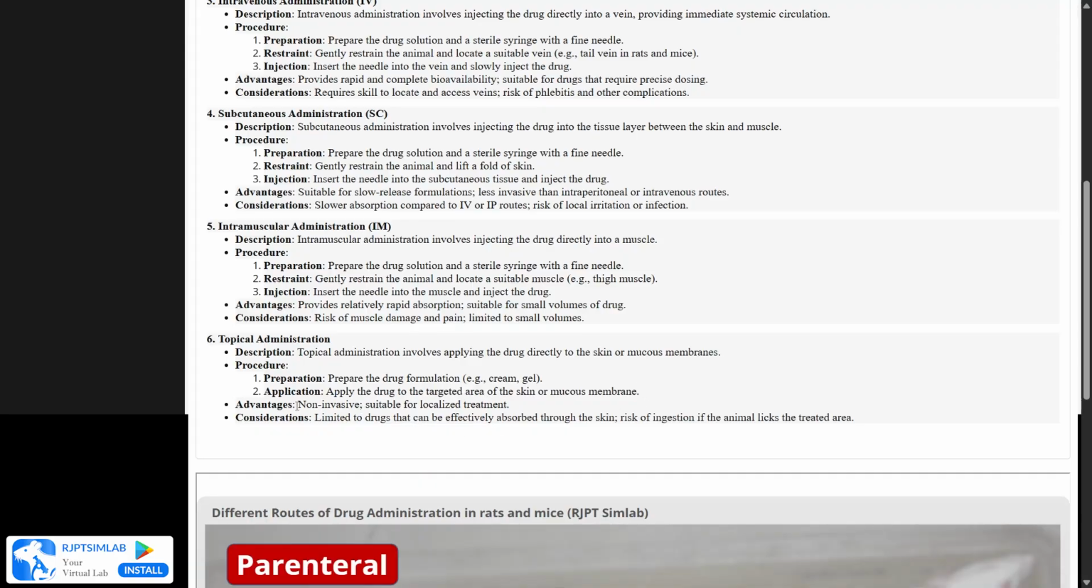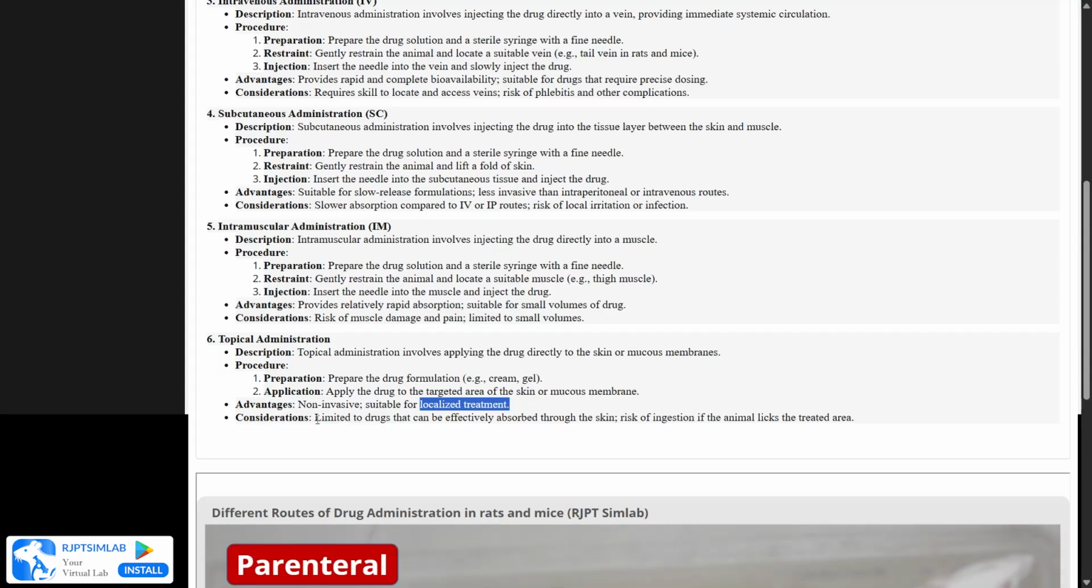The advantage of this route is that it is non-invasive and suitable for localized treatment. It is a very important statement which says that it is non-invasive, which means it is painless. It is a painless method and it does not disturb or discomfort the animal and is suitable for local treatment. It provides a local effect of the drug.